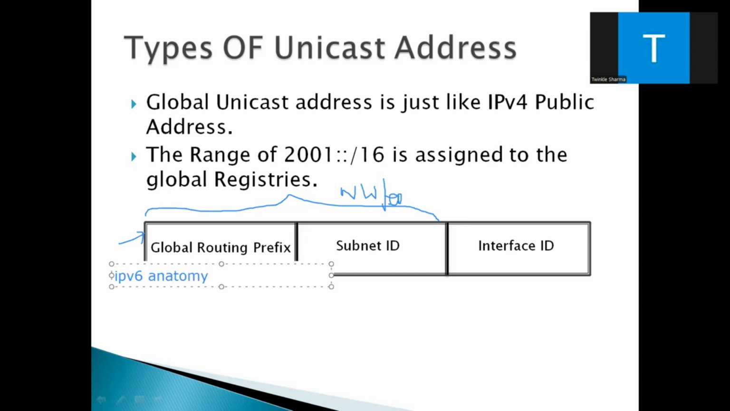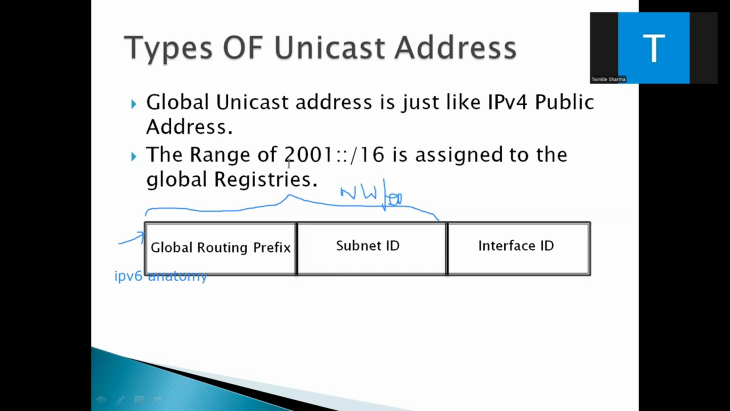We can say the subnet ID is 16 bits, the interface ID is 64 bits, and the global routing prefix is 48 bits. Currently, IANA has assigned only 2000::/3 addresses to the global pool. RFC 3587 states that out of the 128 bits, the leftmost 3 bits must be fixed as 001.